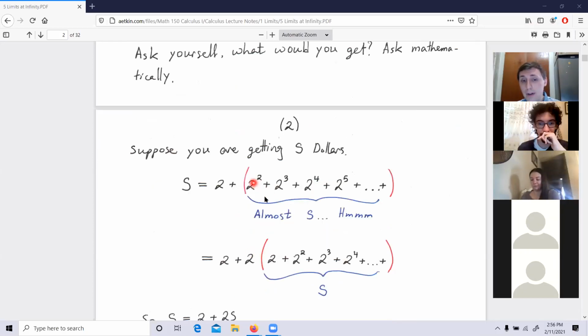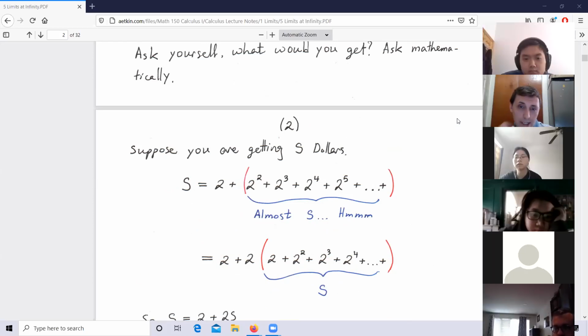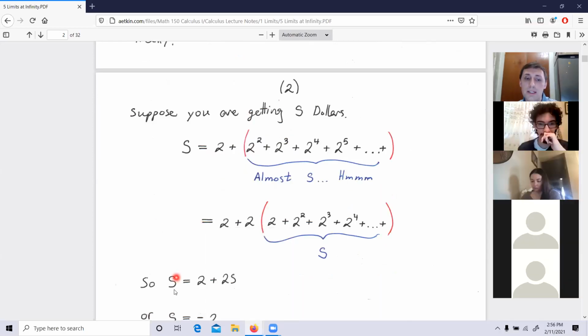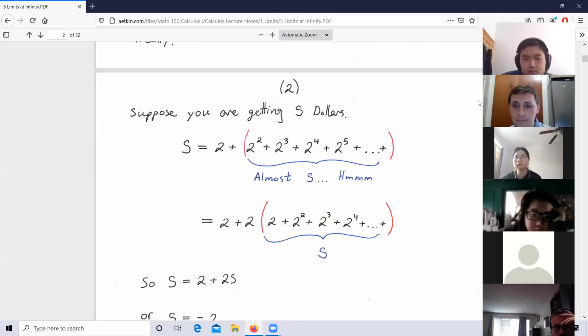Oh, I can factor out a 2. Do you see that, guys? I factor out a 2 from all of them, and I have now 2 plus 2 times the original sum. So the sum equals 2 plus 2 times the original sum. I reduce the complexity of the problem to the statement that the sum equals 2 plus 2 multiplied by the sum. Yes? Are you with me?